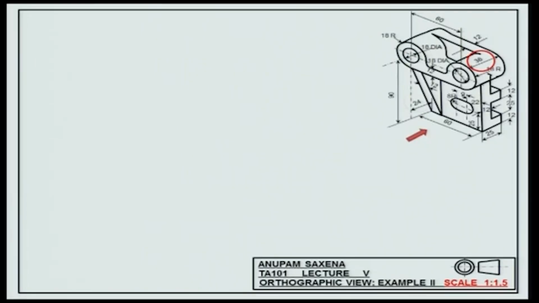Okay. So first fill out the details in the bottom right box of your sheet. Use the convention for third angle projection. For this one, I'm using scale 1:1.5. All right. What's the first thing that we need to do? Hinge lines.